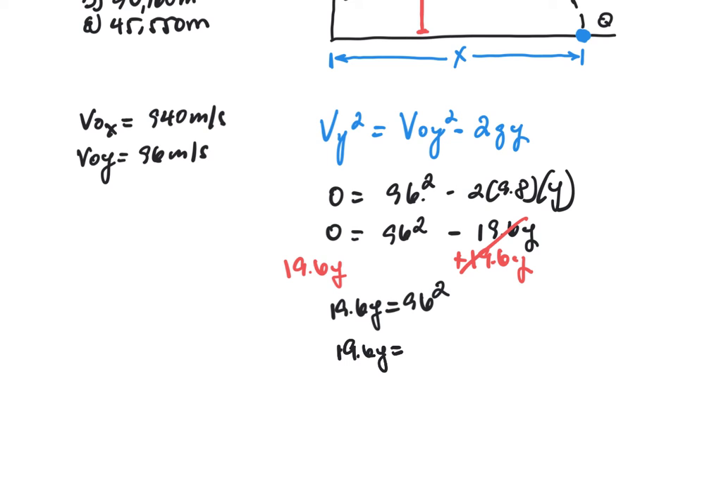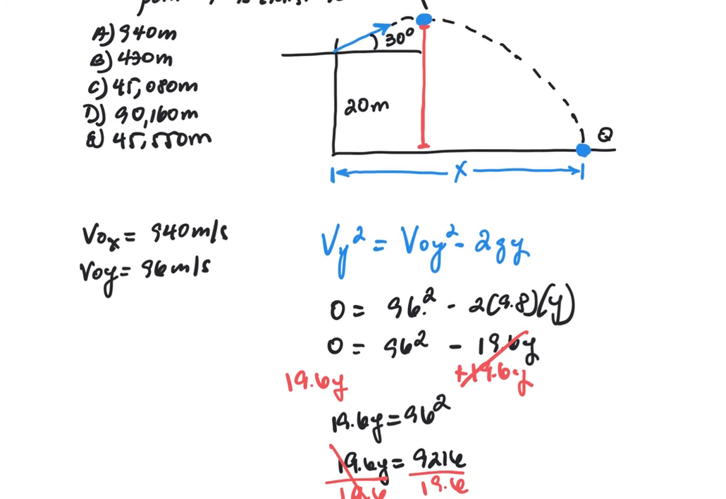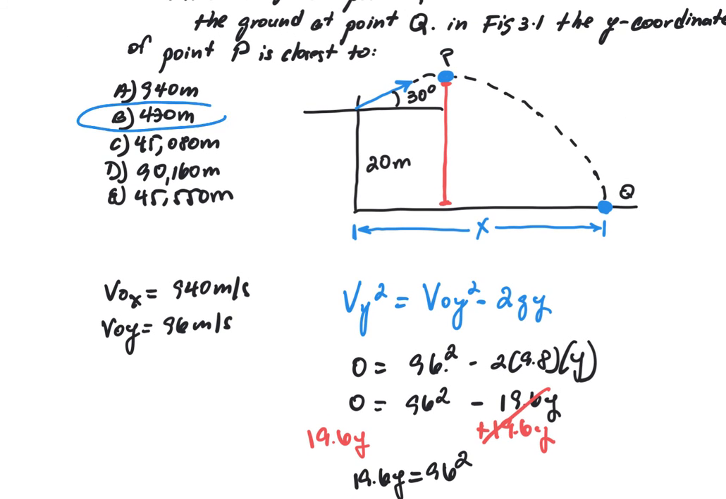Okay, so we're going to have 96 squared, 9216. Then we're just going to divide by 19.6 to cancel out the 19.6 and isolate y. So when you divide 9216 by 19.6, you end up with 470.2 meters. So the answer to this question is B, 470 meters.